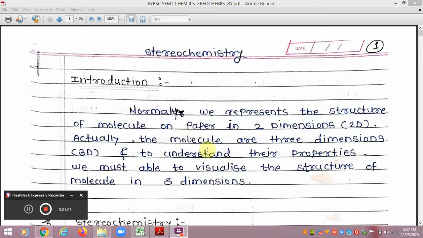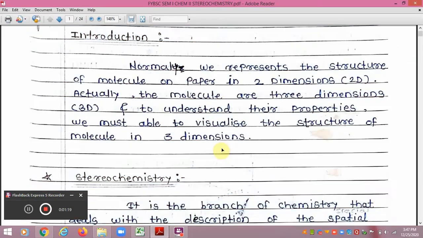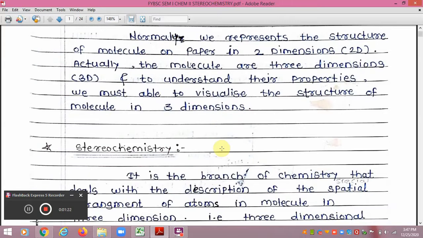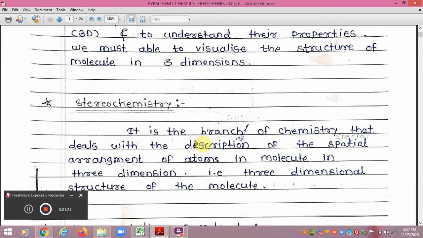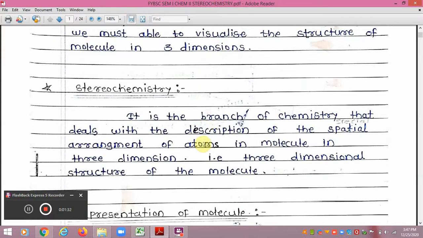Normally, whenever we represent the structure of a molecule, we generally use a 2D, two-dimensional representation. But actually, any molecule has a three-dimensional structure. So to understand their properties, we must be able to visualize the structure of the molecule in three dimensions. And in order to visualize the three-dimensional structure with the help of 2D representation, a new branch is used, and that branch is called stereochemistry.